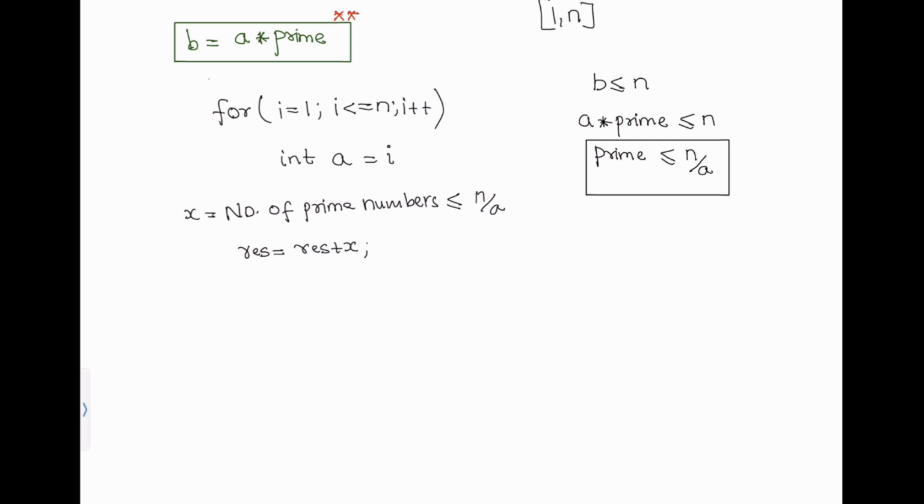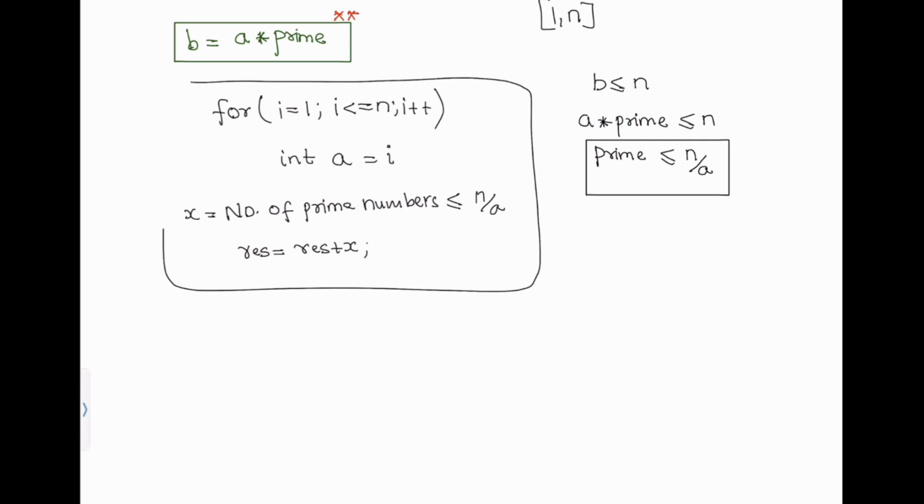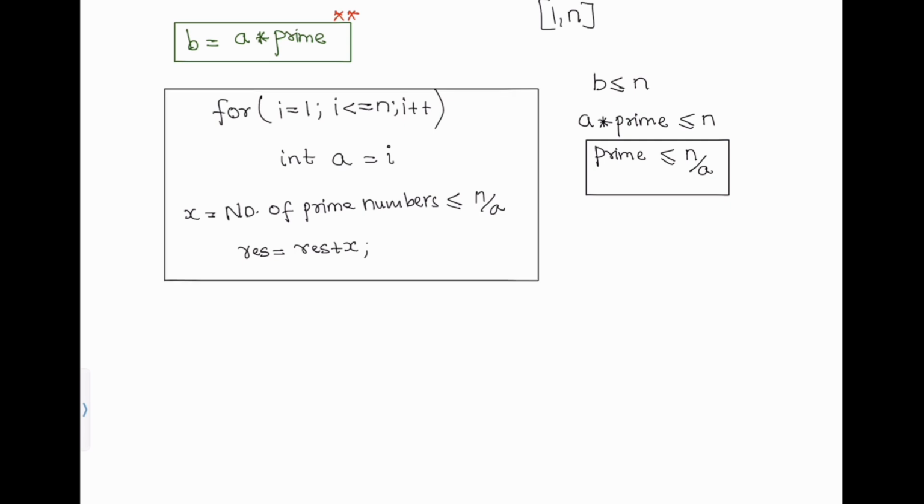That's it. That's all we need to do. Now the question is, how do you find this effectively? Well, you can make a loop. You can create a different function. Go till every number from 1 to n by a and check whether one number is prime or not.